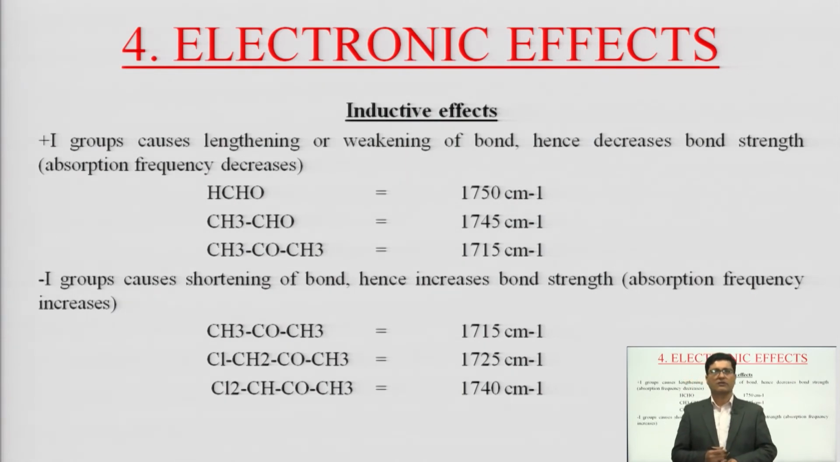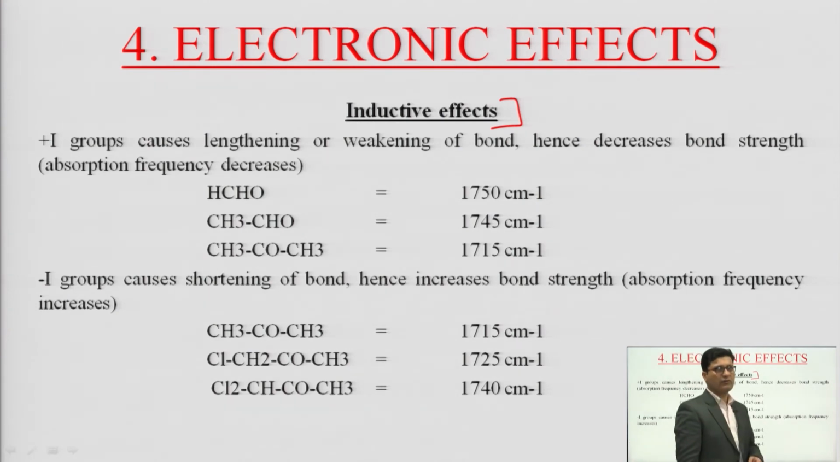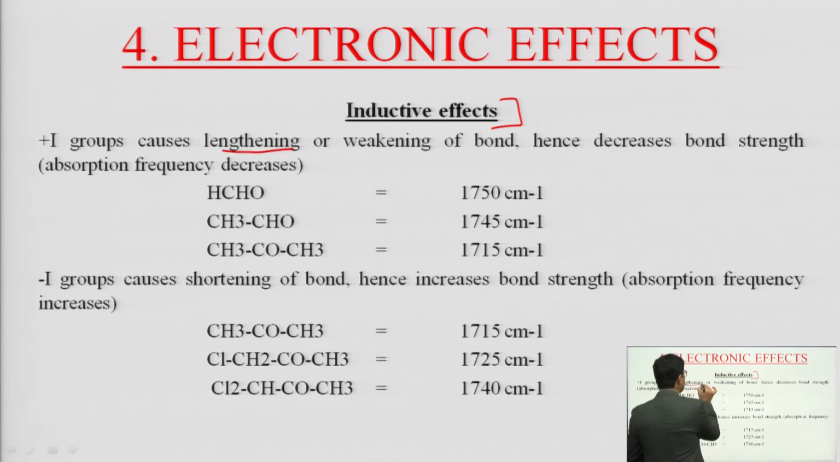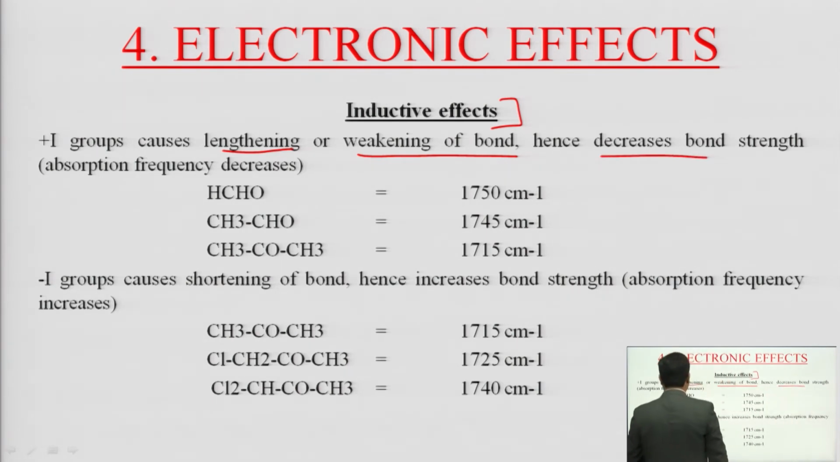Next is the electronic effects. In electronic effects, first we take the example of inductive effect, and we know that inductive effect is further subdivided into two different types: positive inductive effect and negative inductive effect, and accordingly the functional groups are also classified as plus I groups and minus I groups. So, plus I groups generally tend to cause the lengthening or the weakening of any bond, and therefore, they decrease the bond strength, and if the bond strength is decreasing, that tends to decrease the vibrational frequency value.